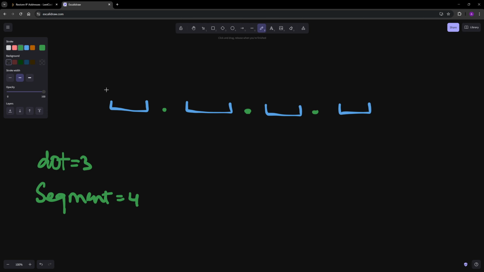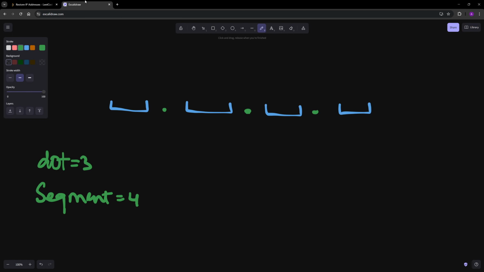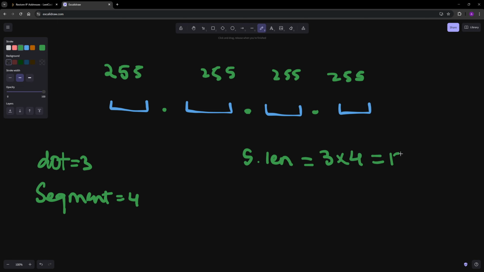Now these four segments will have some value. Now understand, what can happen in the worst case? In the worst case, all of them can have the largest values, and they have specifically told that an integer can have a value between 0 to 255. So this can have a value of 255, 255, 255, and 255. Sorry, my bad, I said 25. So in the worst case, it can have a value of 255. So in the worst case, what will be the length of the string? The length, s.length, will be 3 into 4, that is equal to 12. This is in the worst case.